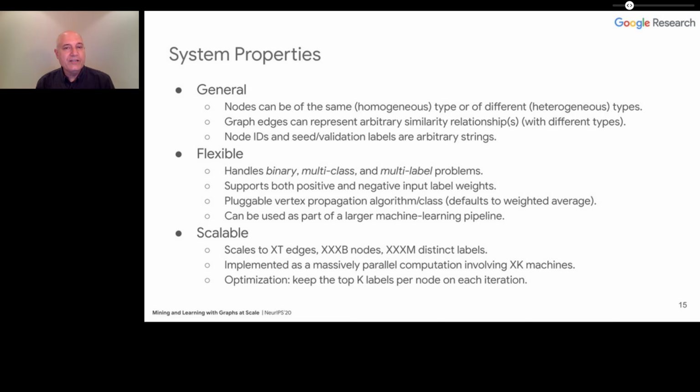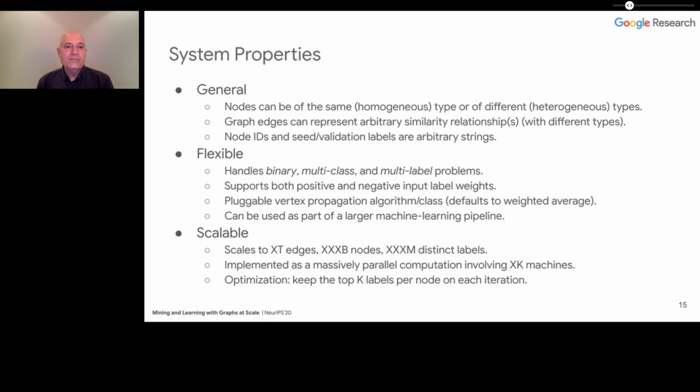In the multi-label case, we're trying to potentially identify multiple different categories for a single instance, and we can have multiple seeds for a single instance in that case. We also can accommodate negative label weights as well as positive ones. So for example, to do binary classification, we often have a single label with negative weight for the negative instances and positive weight for the positive instances.